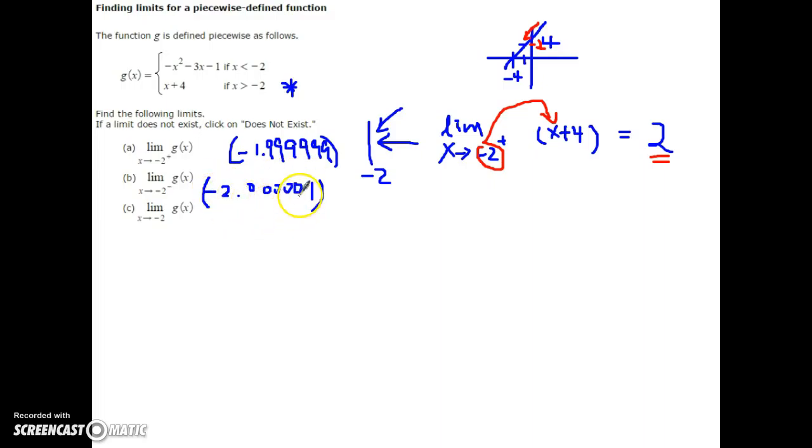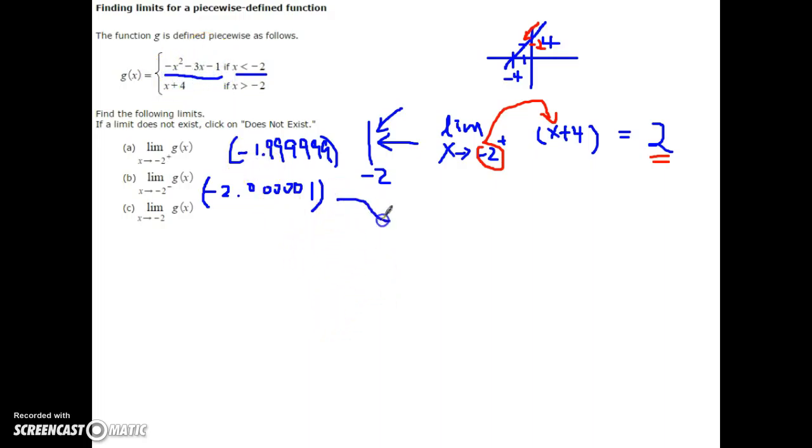Now, if it's a little bit less than -2, what is my equation going to be? Is it the first one or is it the second one? Remember that the equation depends on the x value. If your x value is less than -2, which is what we have here, then the g of x is going to be that.